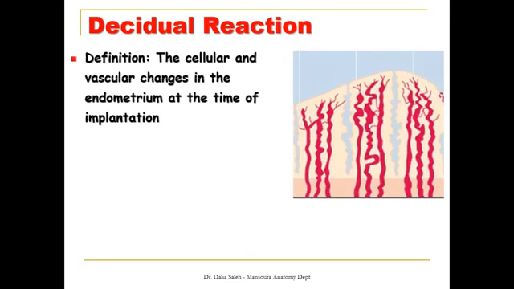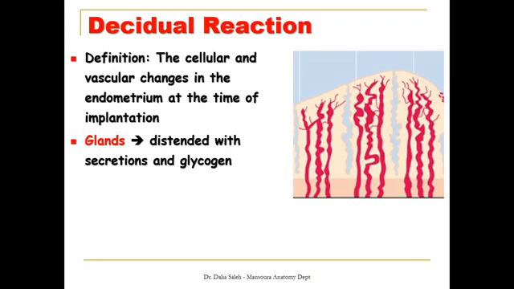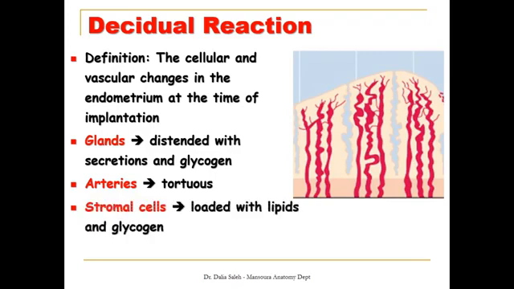What's meant by decidua reaction? It is the cellular and the vascular changes in the endometrium of the pregnant uterus at the time of implantation. For the endometrial glands, they will distend with secretion and glycogen. For the arteries of the endometrium, they will elongate and become spiral and tortuous. And for the stromal cells of the endometrium, they will be loaded with lipids and glycogen. And for the intercellular spaces between these cells, it will become wide.